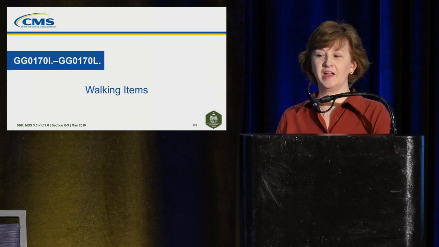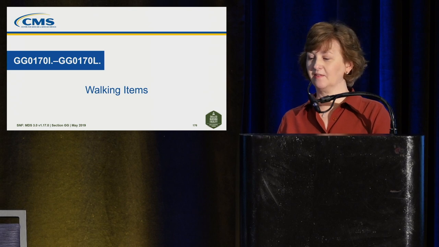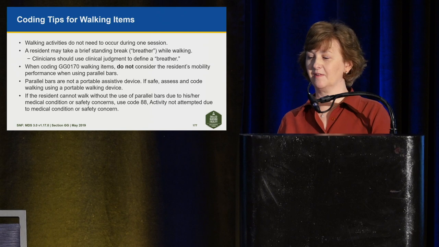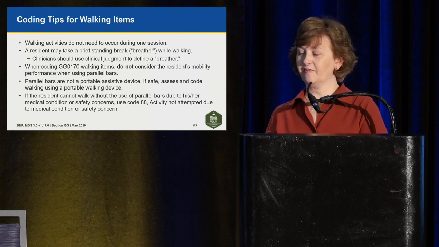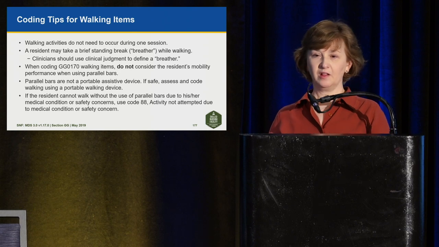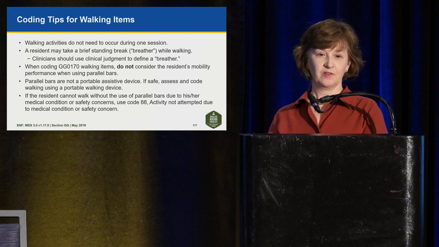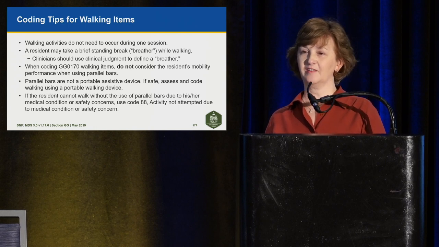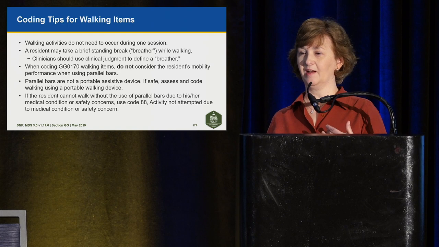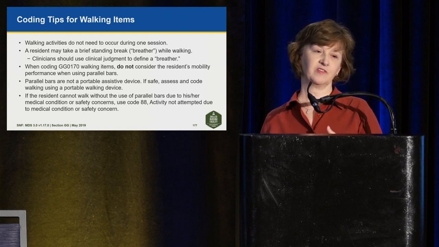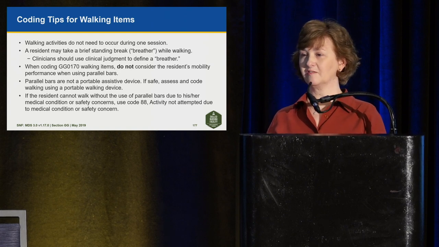So the next few items relate to walking, and we will go through each of those items individually, and again, we have some examples and some coding tips. So the first coding tip relates to all of the walking items. Walking items do not need to occur during one session. So we have different distances, for example, 10 feet. We have walking on uneven surfaces. We have 50 feet with two turns, 150 feet.